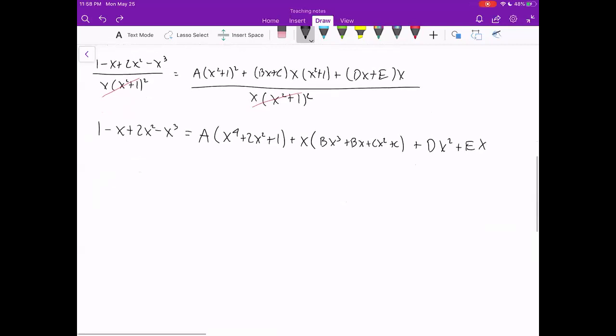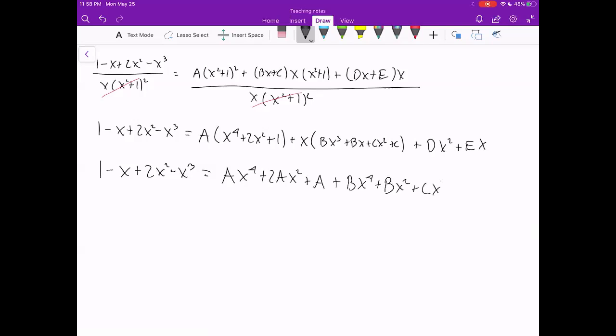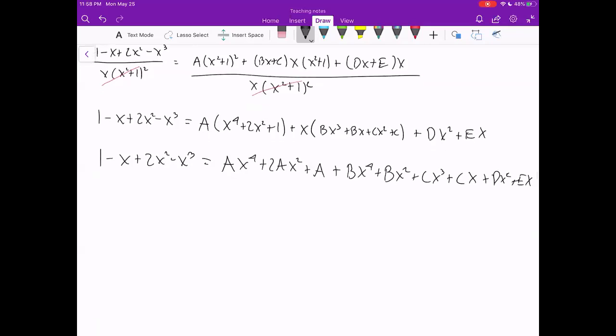Yeah, so we're going to keep going. So we have 1 minus x plus 2x squared minus x cubed is equal to ax to the 4th plus 2ax squared plus a plus bx to the 4th plus bx squared plus cx cubed plus cx plus dx squared plus ex. Now I'm going to collect terms in my polynomial.